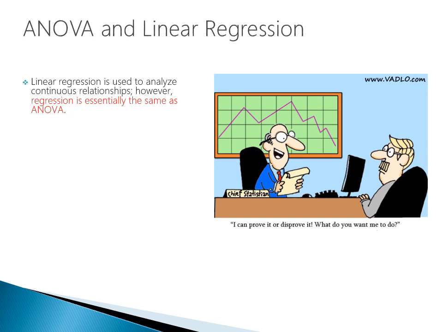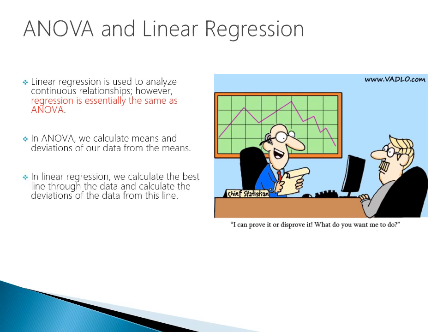So we spent a lot of time talking about ANOVA and linear regression. Linear regression is used to analyze continuous relationships. However, regression is essentially the same as ANOVA. This is really a powerful aha moment that I've had, that they are two sides of the same coin. In ANOVA, we calculate means and deviations of our data from the means. In linear regression, we calculate the best line through the data and calculate the deviations of the data from this line. The F ratio can be calculated in both circumstances.